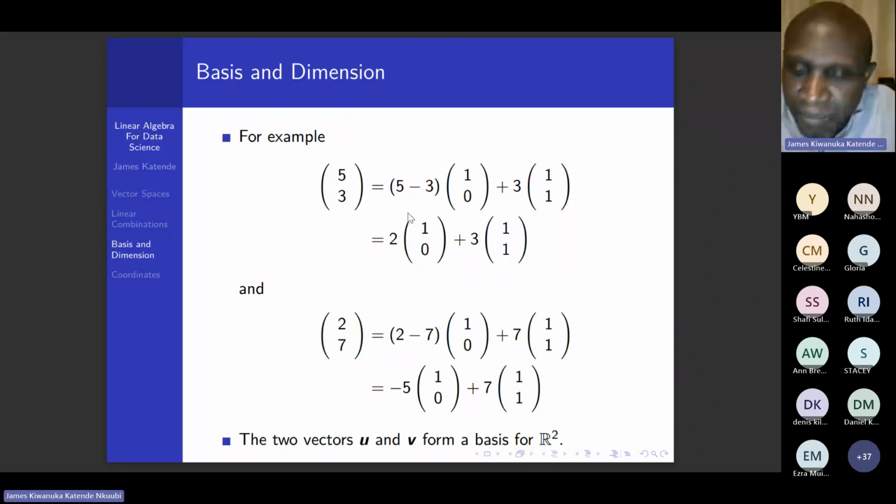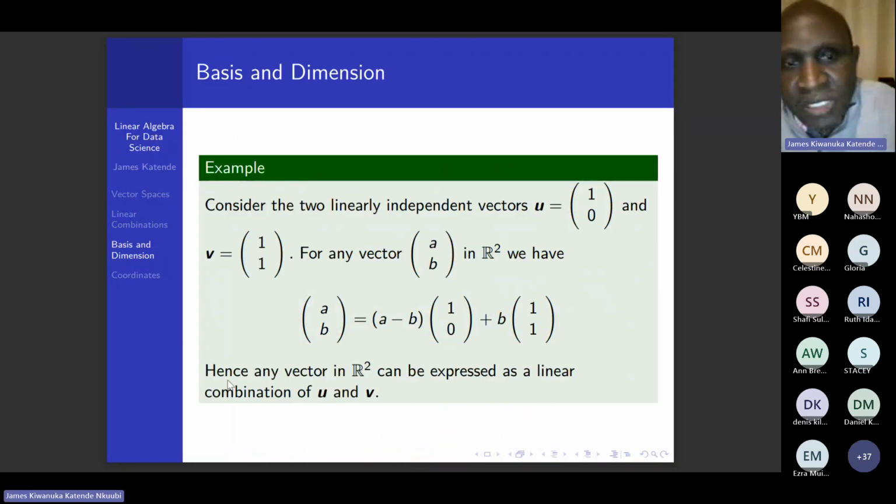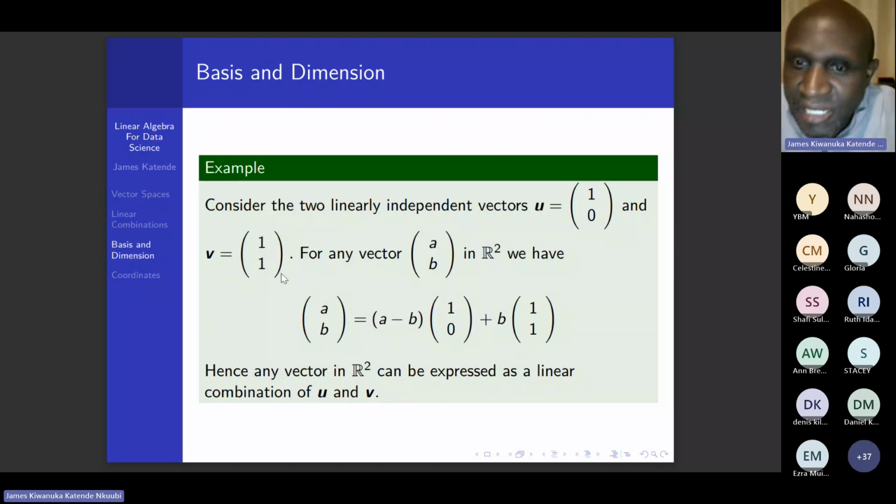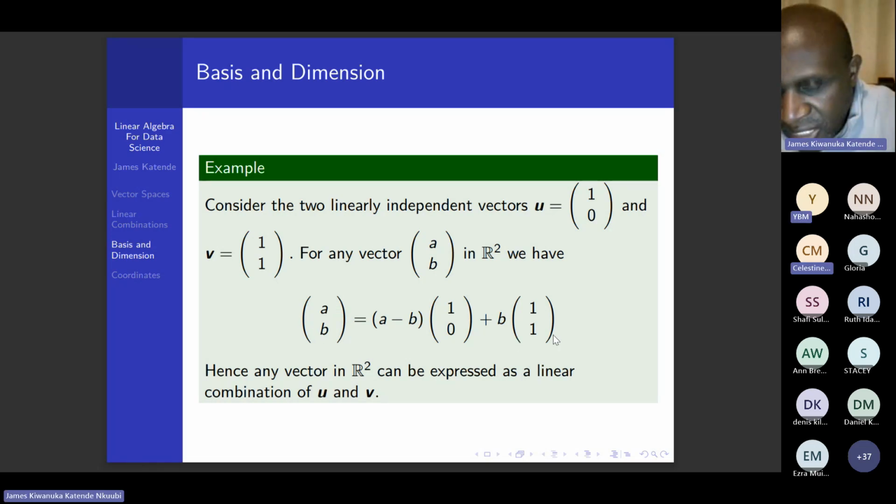So we have a second example here, which shows that 2, 7 can be written as minus 5 times u and 7 times v. So these are just examples of the application here. But what we have shown here is that we have two vectors in R2. The two vectors are linearly independent. We have confirmed that. None can be written as a multiple of the other. And we have also shown that the two vectors span R2. Span means any vector in R2 can be written as a linear combination of these two vectors.